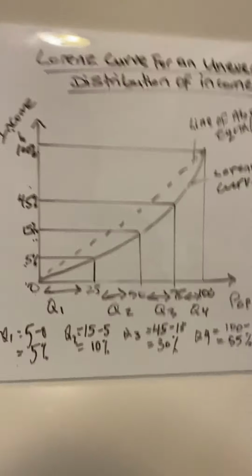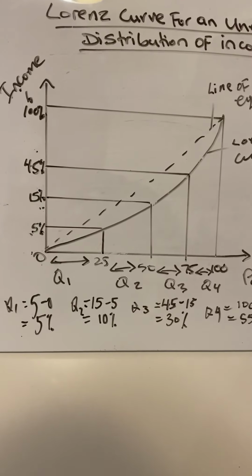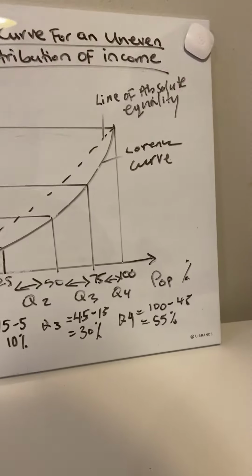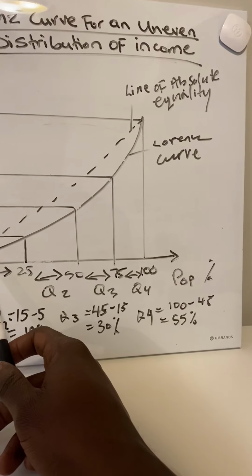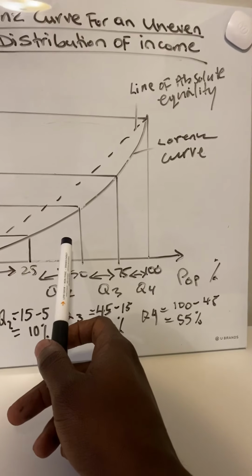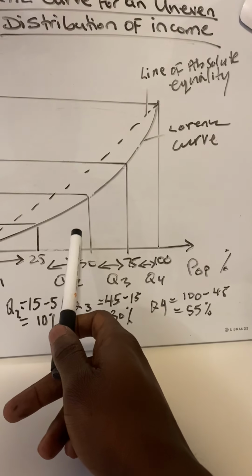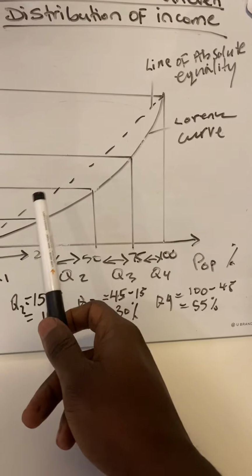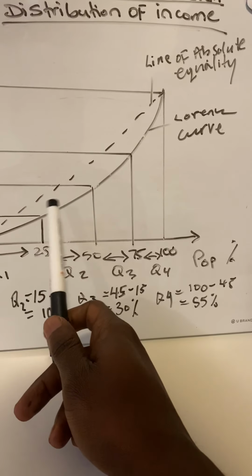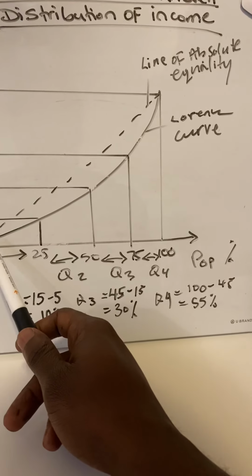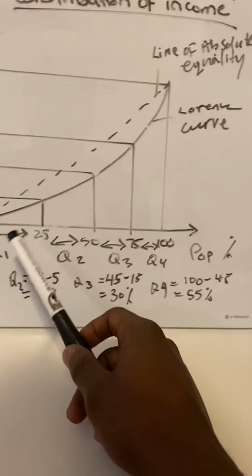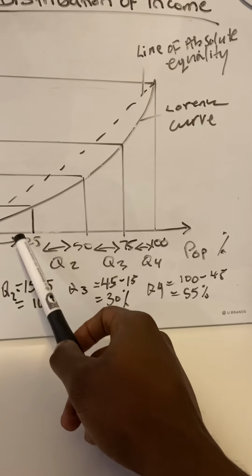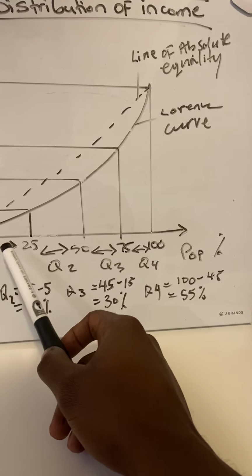All right, so a quick recap. For a Lorenz curve, for an uneven distribution of income, you'll find that the Lorenz curve would pivot more so to the right, right? Or it would be to the right of the line of absolute equality, which is the 45-degree line here, the dashed line.